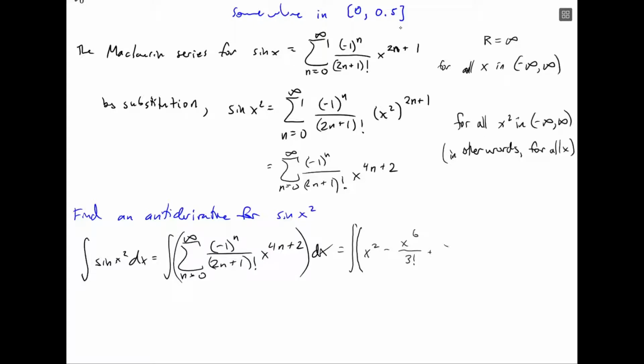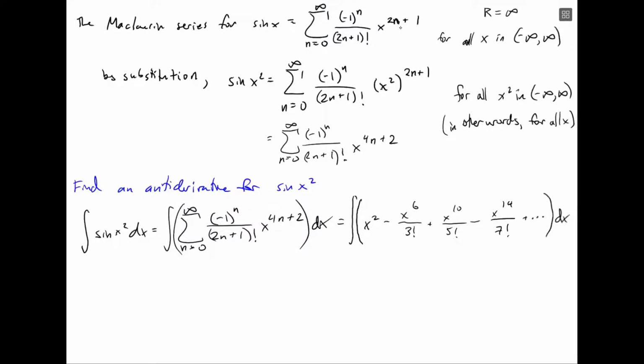Okay, so let's go for a bunch more terms right here. x to the 10 over 5 factorial, x to the 14 over 7 factorial. Oops, that should be a negative. Alternating sign as well. Okay, and yeah, dot, dot, dot, dx. That's what we're talking about here, and we can go term by term.